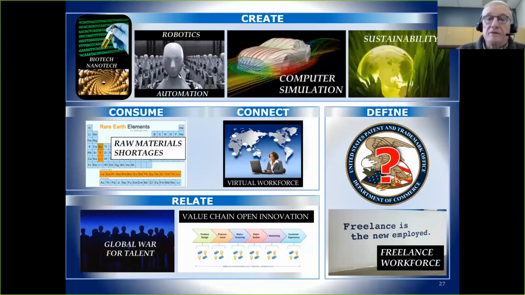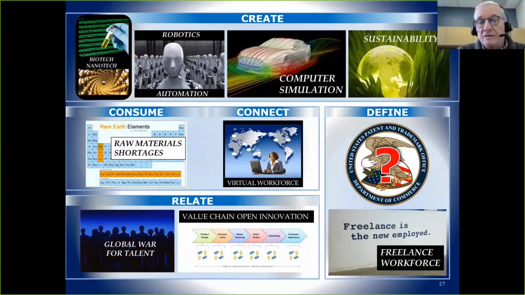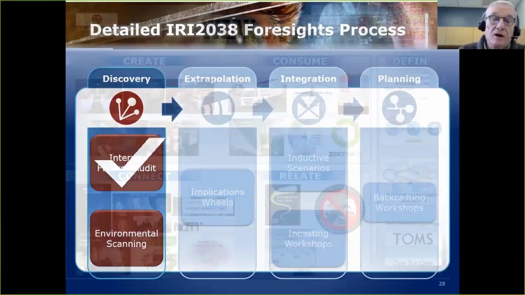Global war for talent. I think some of these will pop up. There'll be a different way of looking at the value chain and open innovation, not just innovating in R&D, but up and down the whole chain. And my comment earlier about a freelance workforce, it was a big driver in the scenarios. So these should not be a surprise to anyone. These were things we heard talking to the companies in the audit.